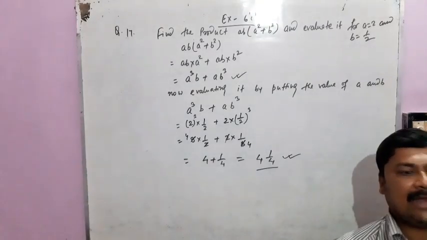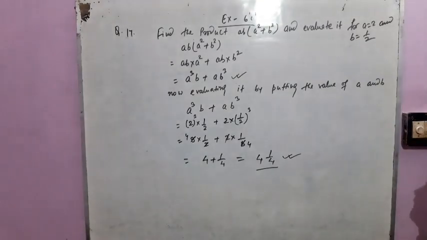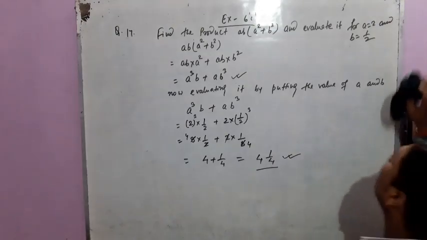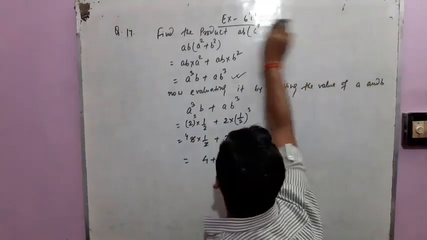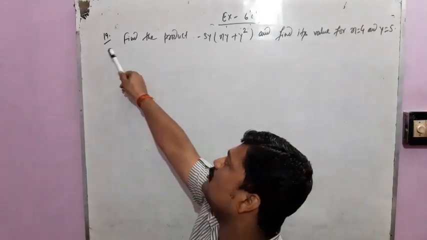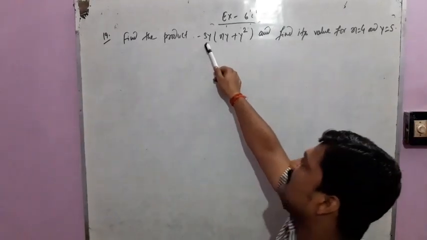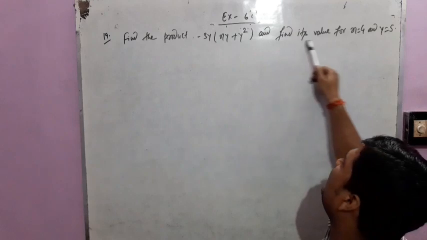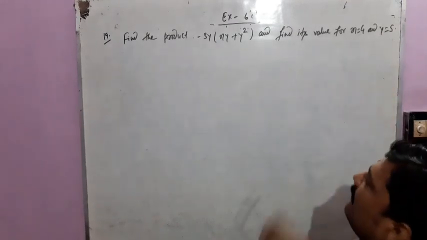Now question number 18 and 19 are both the same. So we are going to solve question number 19. But before that we have to clean it. Question number 19, students: find the product of minus 3y into xy plus y square and find its value for x is equal to 4 and y is equal to 5.